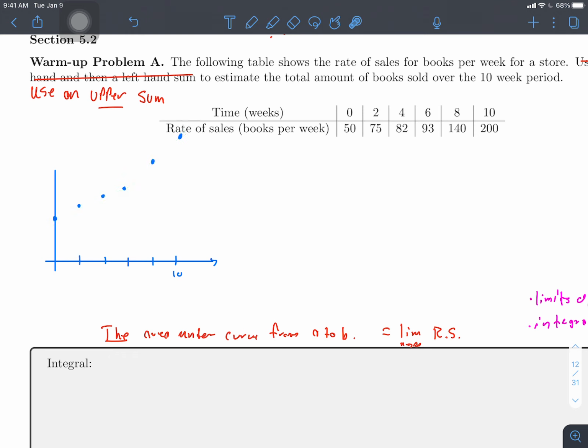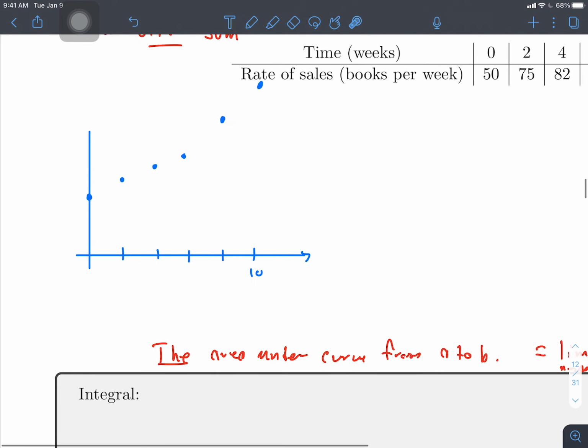You don't really know what the function looks like, but we still want to estimate the area under that function. Well, the table is exactly telling us the height of the function on the right side and on the left side of each subinterval. So on this first subinterval, the height on the left side is 50 and the height on the right side is 75. So if we were to do a left Riemann sum, we would choose the height 50 for this rectangle, and then the height 75 for the next rectangle.